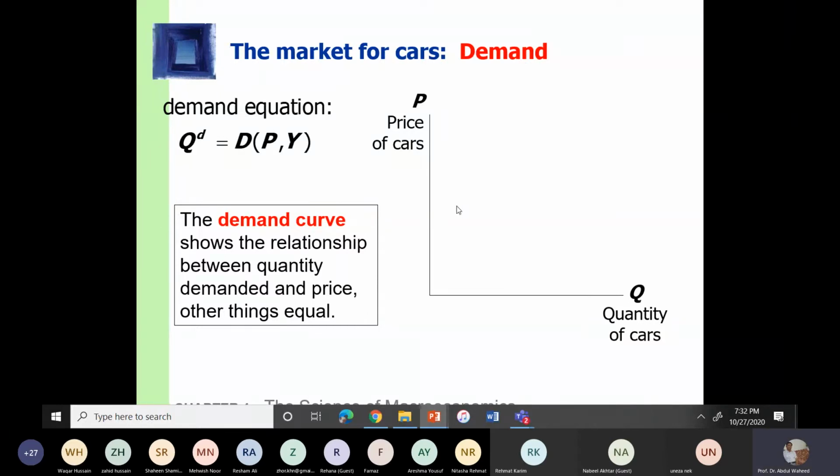You said it would be negatively sloped. This is the negatively sloped demand curve. Can you see the slide?